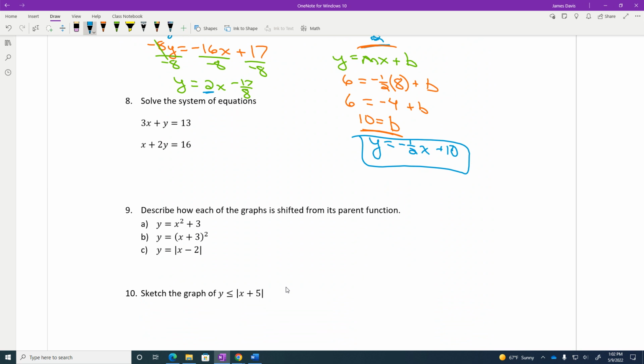Got a lot of steps in that one. But this should be all mostly review stuff. The next one asks you to solve this system of equations. We covered this when we did matrices, but you can solve this any way you want to. What are some ways you might tackle this?